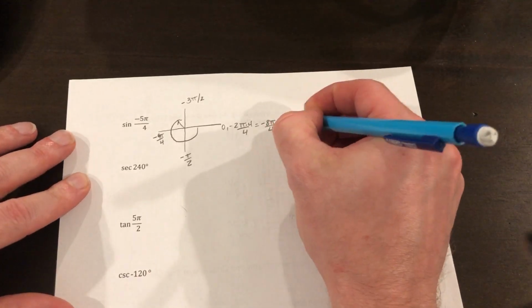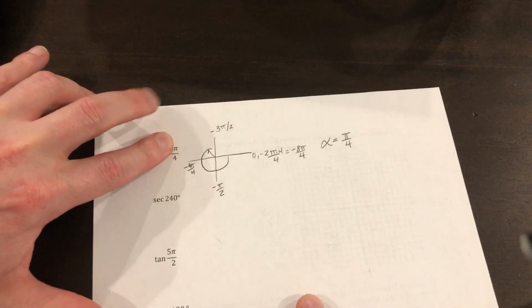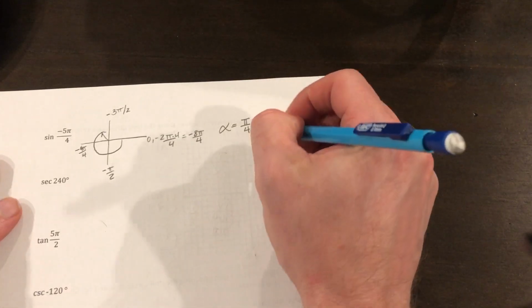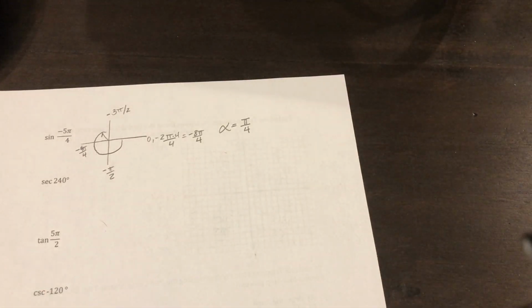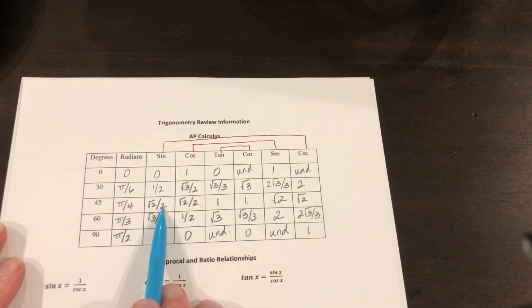Your reference angle is going to be pi over 4. Remember, to find the reference angle for that, we just cover up the pi, it's the fraction. And then we're going to read sine of pi over 4 from our trig chart. Sine of pi over 4 is square root of 2 over 2.